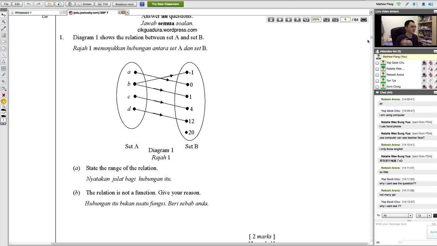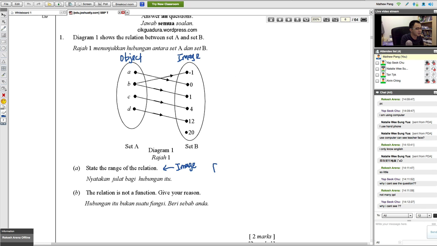Okay, so the first question asks you to state the range of the relation. Range is very simple. Range is about how many images they touch. When they say range, we focus on the image. Obviously this side is the object, and the other side is the image. So for range, we only focus on the images that are connected between object and image.